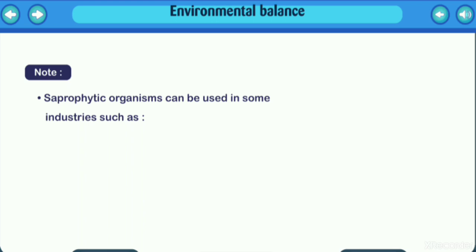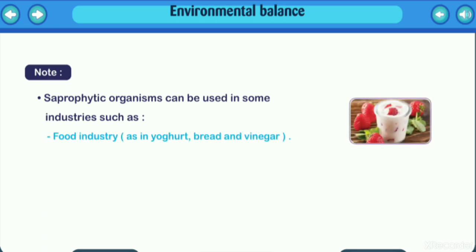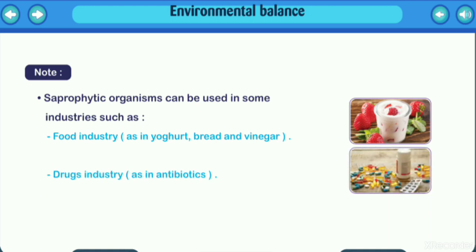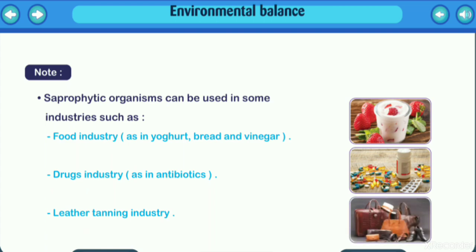Note, saprophytic organisms can be used in some industries, such as food industry, as in yogurt, bread, and vinegar. Drugs industry, as in antibiotics. Three, leather tanning industry.